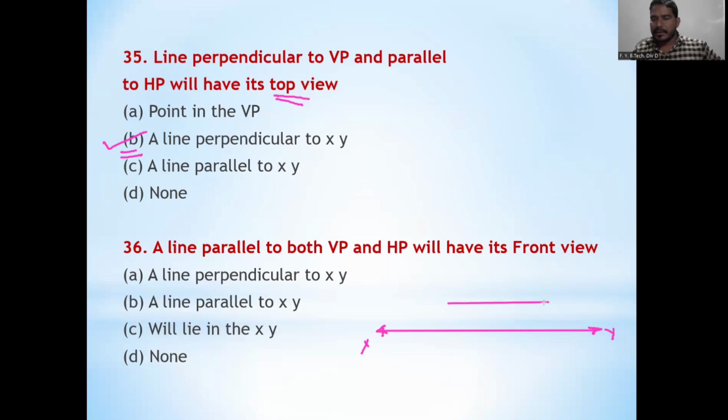So this is the front view, and this is the top view. This is A dash, and this is B dash. So the question is how the front view will be. A line perpendicular to XY is not correct. A line parallel to XY is correct. Line xy is not correct. So here option B is the correct one, line parallel to the xy. Okay, let's see the next one.